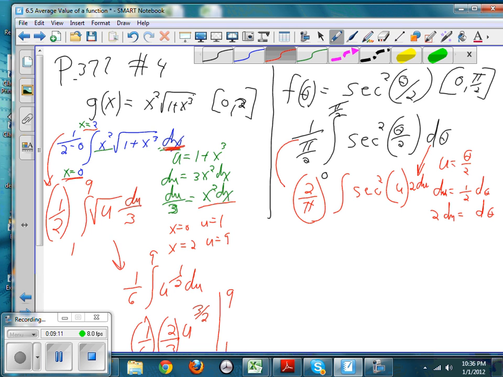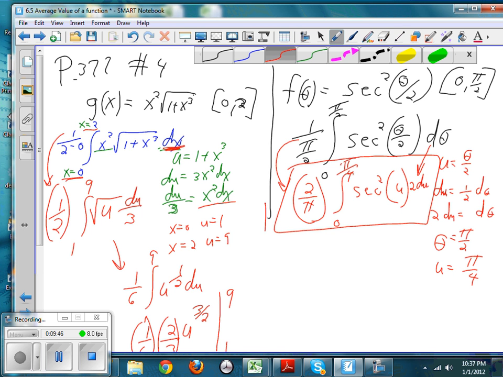This just flips. Now, what am I going from? Well, I'm going from 0. When theta equals 0, u is 0. When theta is equal to pi over 2, u is pi over 4. Here's my new integral. You got to be able to do that change. Okay? When theta is equal to pi over 2, u is equal to pi over 4.